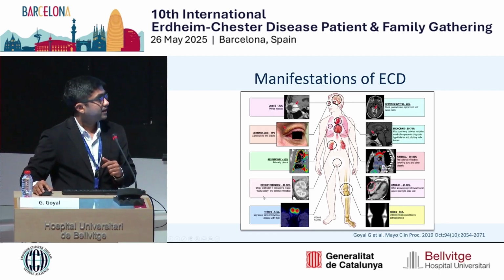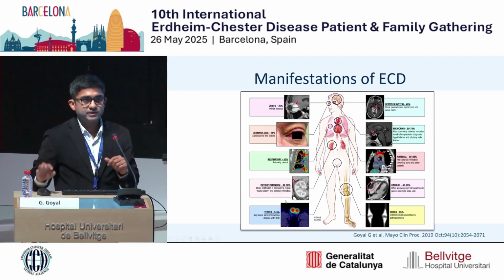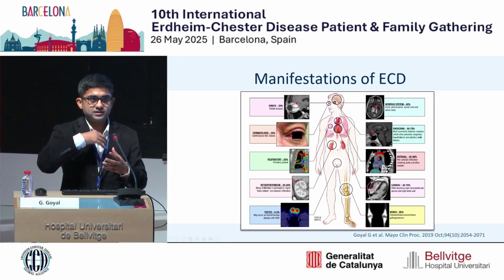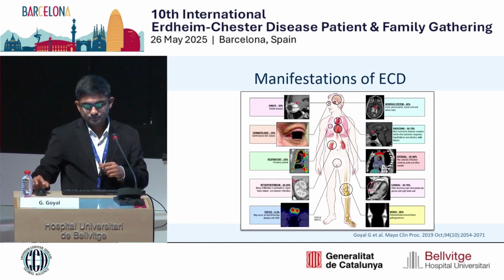Other classic features are hairy kidney, wispy infiltration around the kidney. You can have diabetes insipidus. And this coating, the aorta, that blood vessel around the heart, it can be coated. And several other organ manifestations, including the heart involvement.